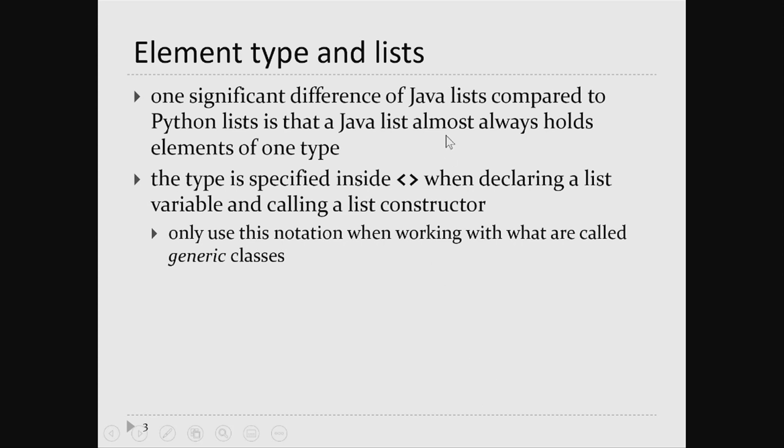This notation, this less than, greater than sign, you only use when you're working with what are called generic classes in Java. This is going to be most of your collection classes: lists, sets, and maps, which you know as dictionaries in Python. Otherwise, unless you're told, you have to refer to the documentation of the class and look if the class is generic or not. Much later in the course, we're actually going to be implementing our own generic classes.